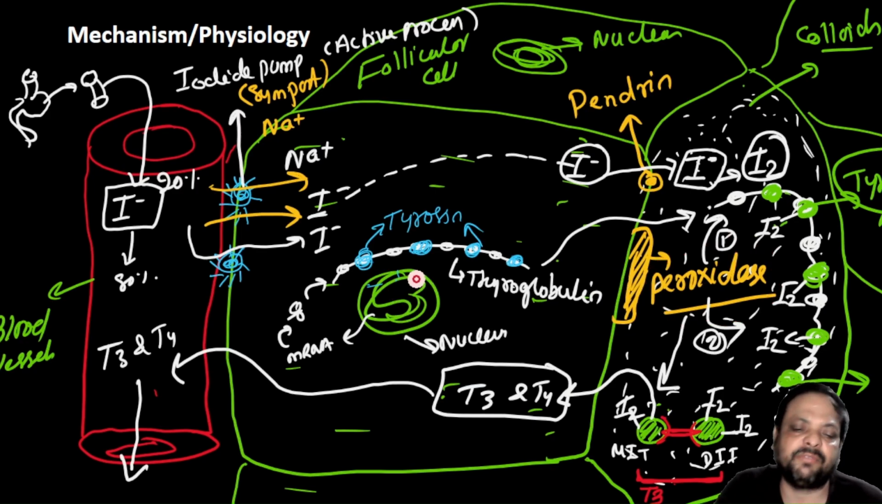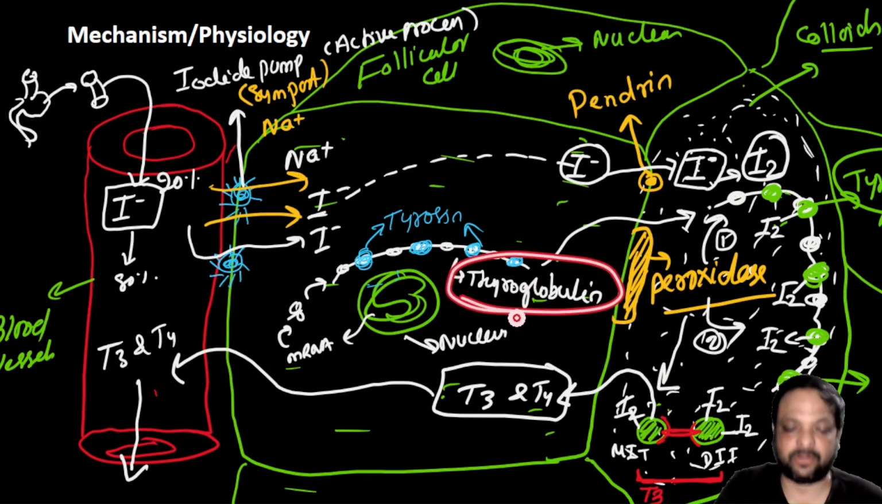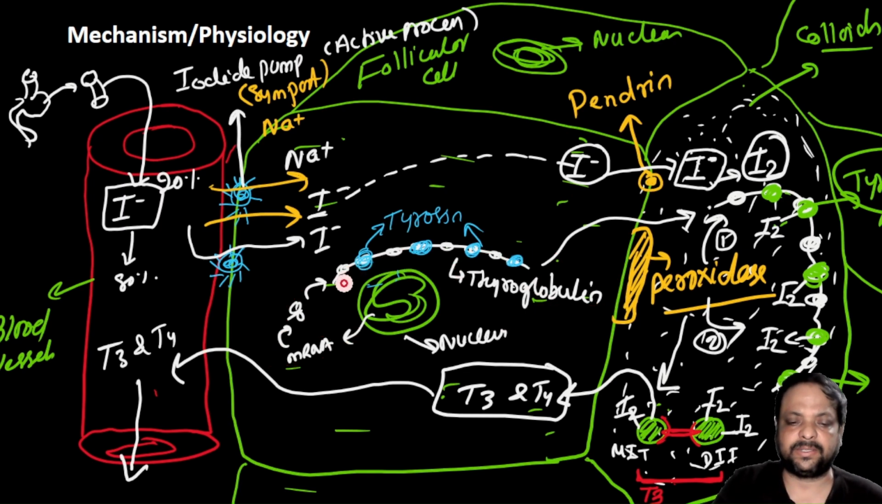Then what happens? Simultaneously we find that the nucleus of this follicular cell, with the help of its mRNA, undergoes translation to produce a polypeptide chain called thyroglobulin. This thyroglobulin contains different types of amino acids, but the maximum amino acid present is tyrosine. Got it? So this polypeptide chain, thyroglobulin, influxes into the colloid, and inside the colloid this peroxidase enzyme then goes for the second function.